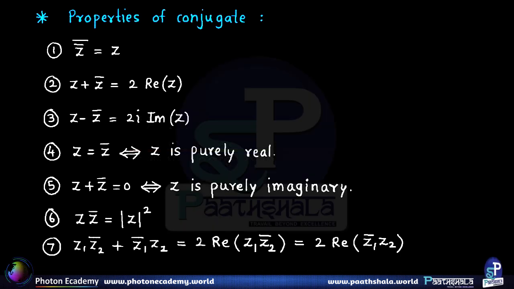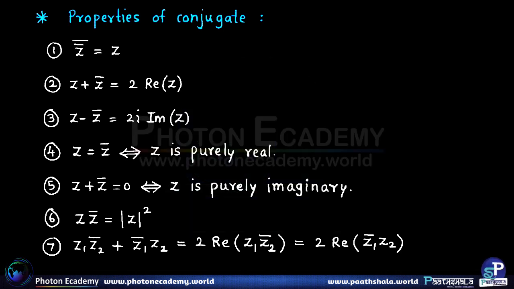Here, if we add a number and its conjugate, then the imaginary parts will get cancelled, so we are left with 2 times the real part. Similarly, in the third one, if we have z minus z bar, the real parts will get cancelled, therefore the answer will be 2i times the imaginary part of the number z.